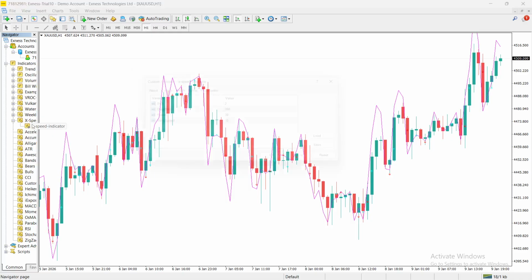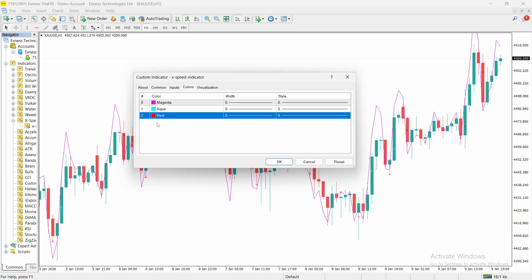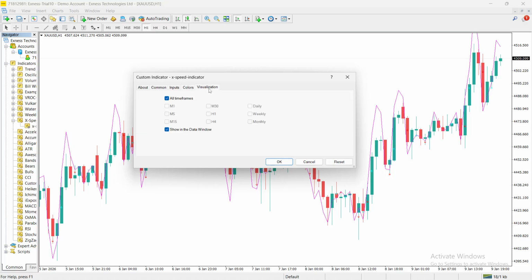As for the settings, let's see what we have. We have settings for shift, drawbars, speed, and back speed. You can customize all of this. You can also choose your preferred colors and also trade on your preferred time frames as well.